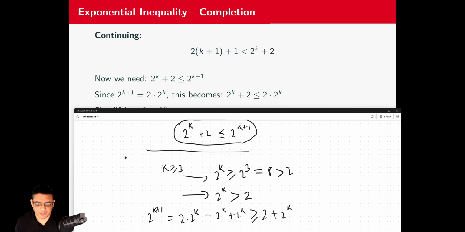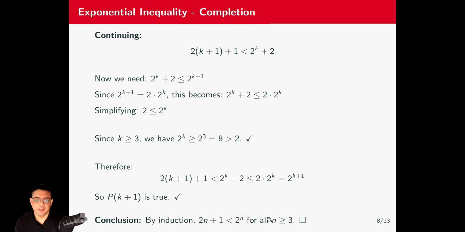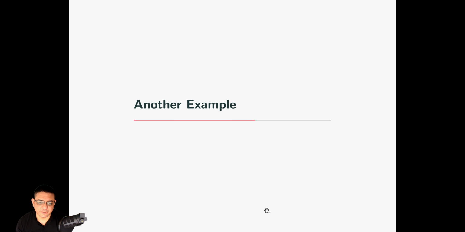Okay? And so that proves here my k plus 1 step. And so, by conclusion, 2 to the n plus 1 is going to be less than 2 to the n for all n bigger than 3. Now, another example.